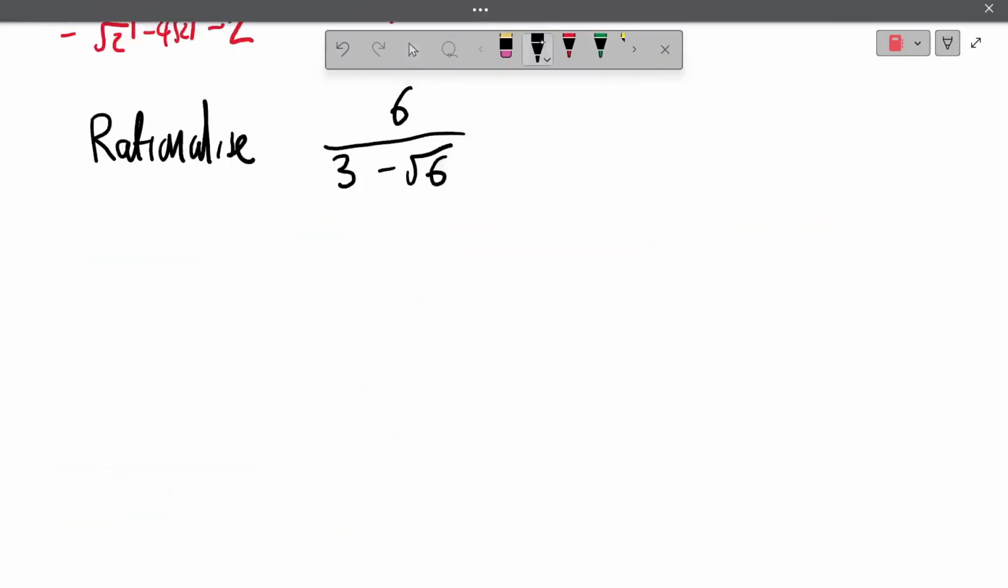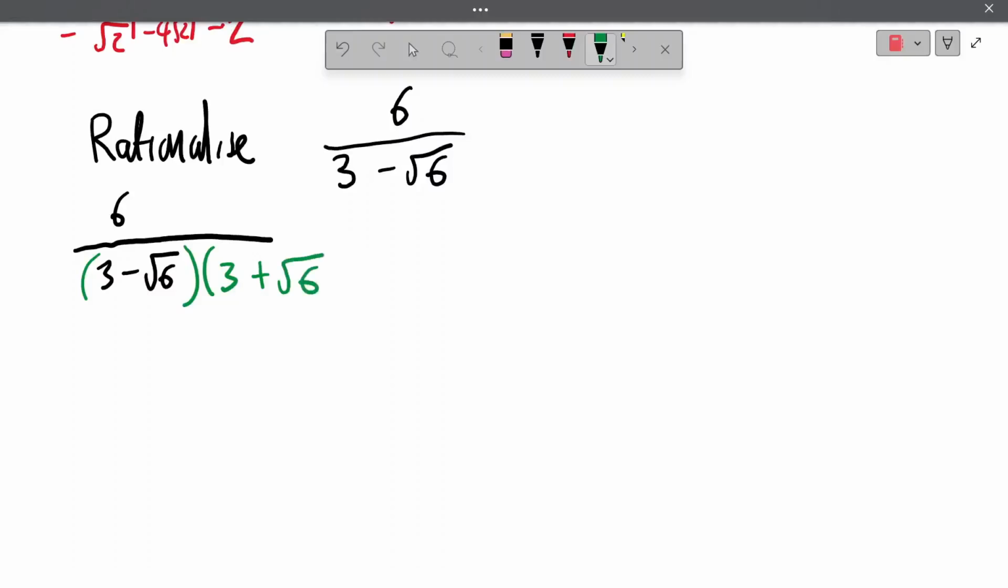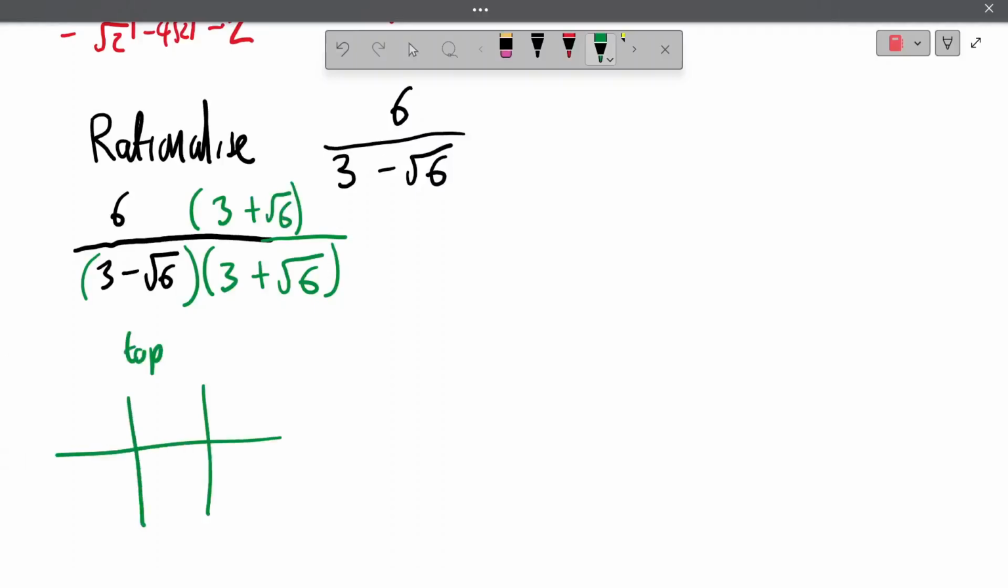Let's have a look at this next one. We have a very similar thing, but this time we just have a number at the top. So we have 6 over 3 minus root 6. First of all I'm going to rewrite it as 6 over 3 minus root 6. Then again, we multiply the bottom by the same 3, but with a plus root 6, in a bracket, and the top is then multiplied by 3 plus root 6.